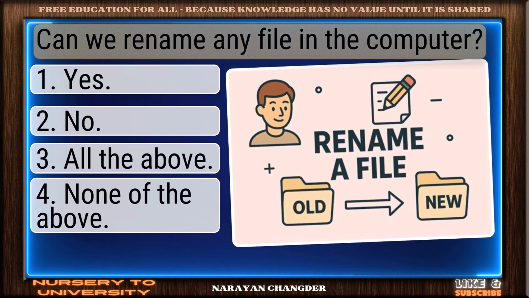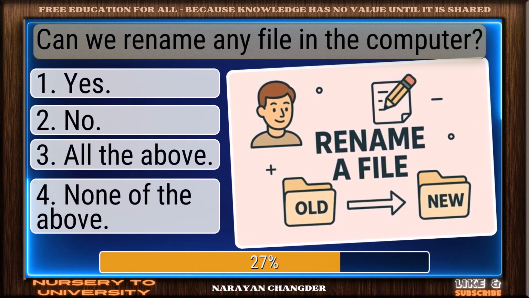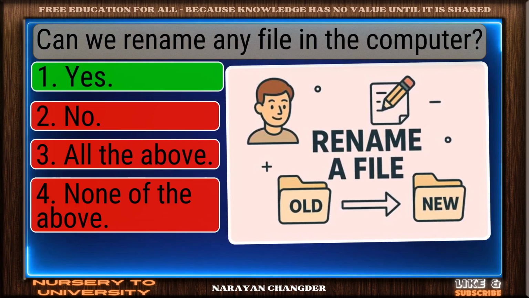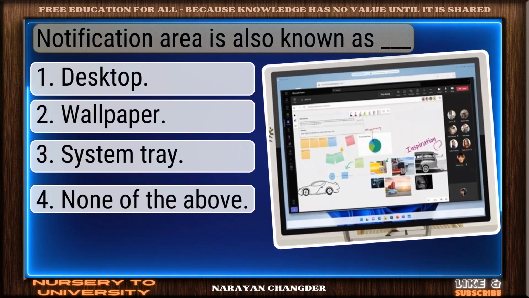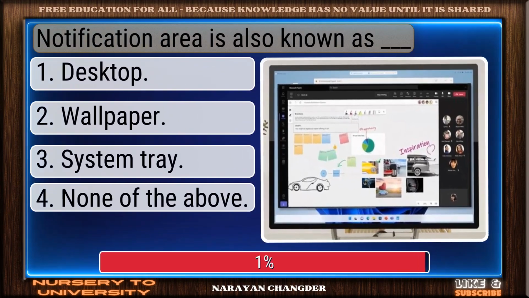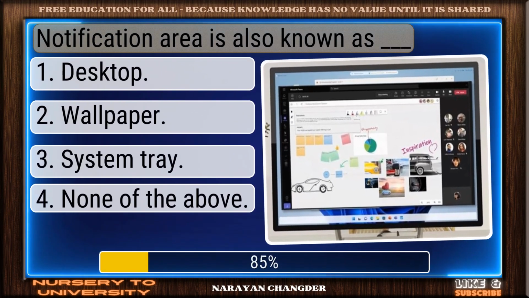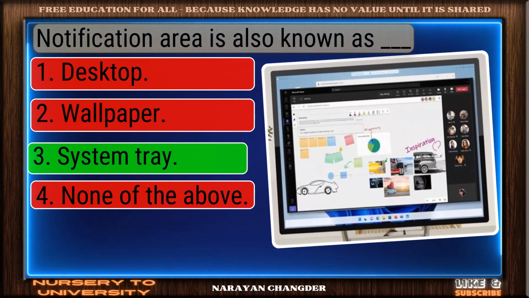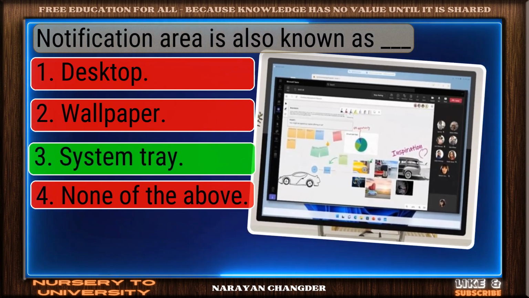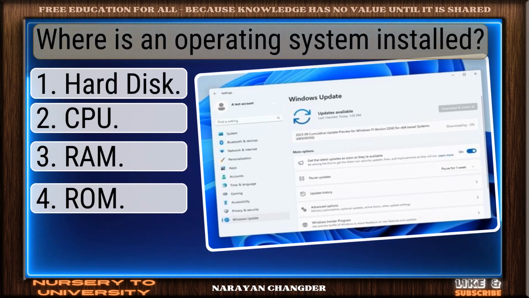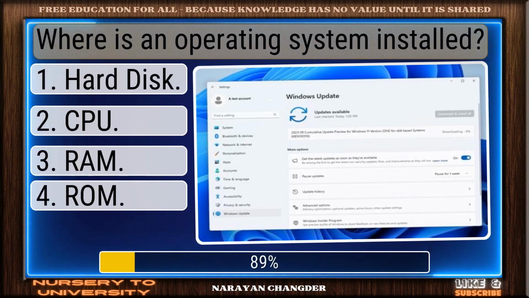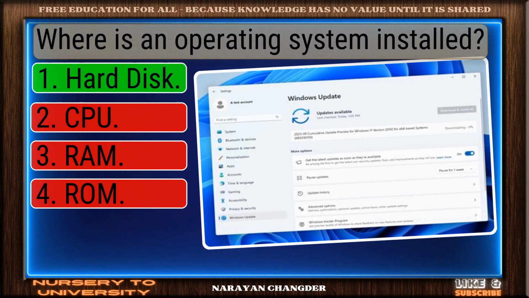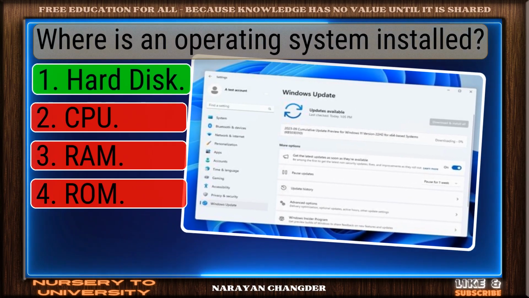Can we rename any file in the computer? Bravo. Yes is the answer. Notification area is also known as dash. Well done. System tray is the right choice. Where is an operating system installed? Good thinking. Hard disk is the right answer.